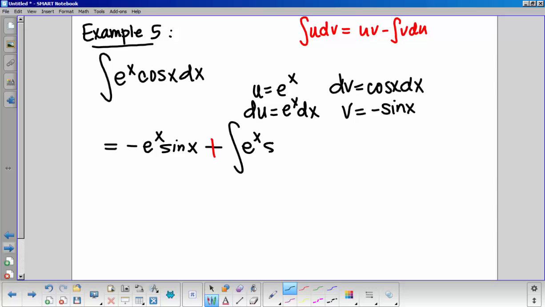E to the x sine x dx. Uh-oh. Gotta do it again, don't we? Will this keep on going and going and going? It might. So let's see what happens.